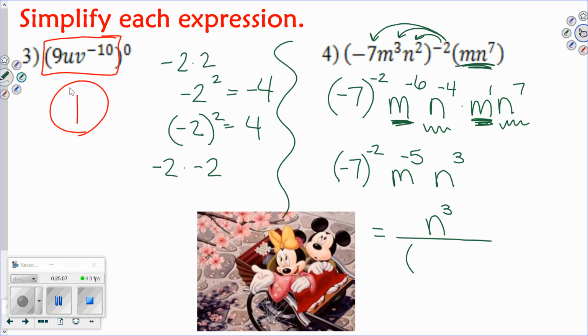Does the 7 itself turn positive by moving it? No, only the exponent does. So remember, parentheses can be negative, right? So the negative, the big numbers, those are okay. That's going to change that to a squared. And my m, instead of -5, now that's 5. That's why I move them, is to make them change to a positive.